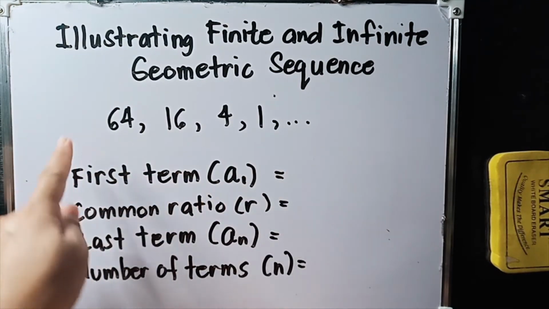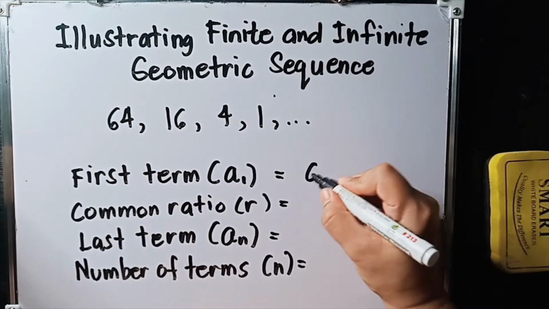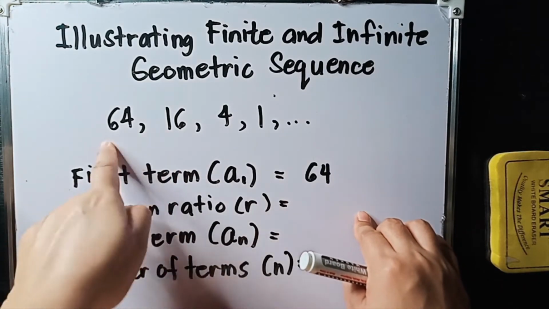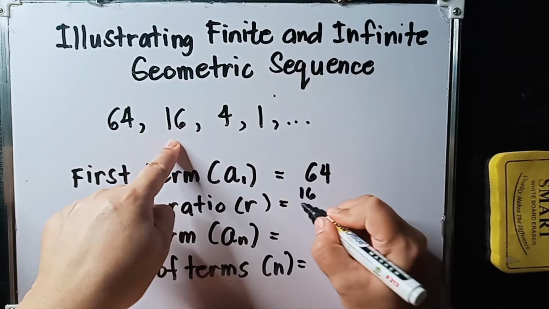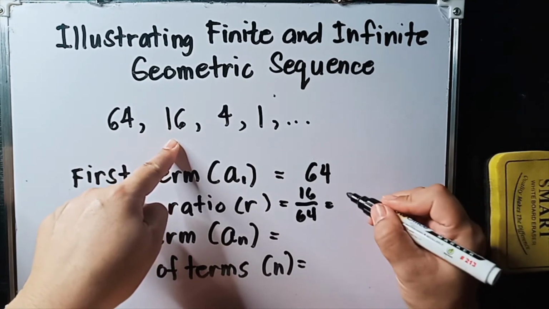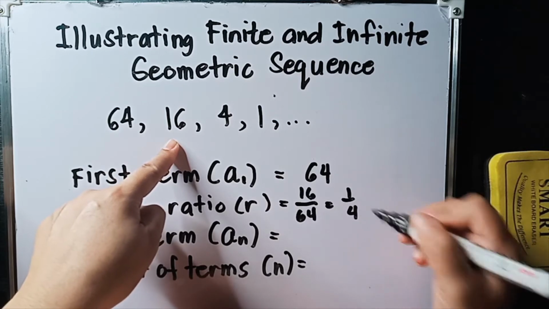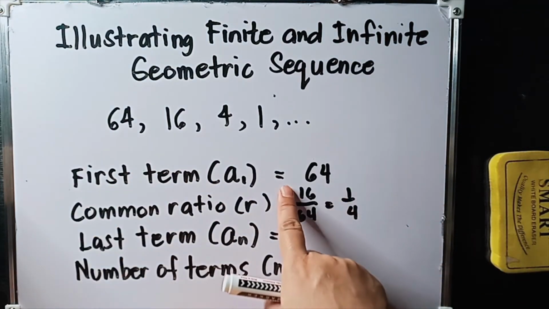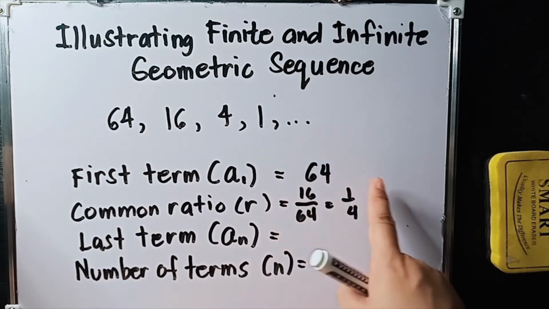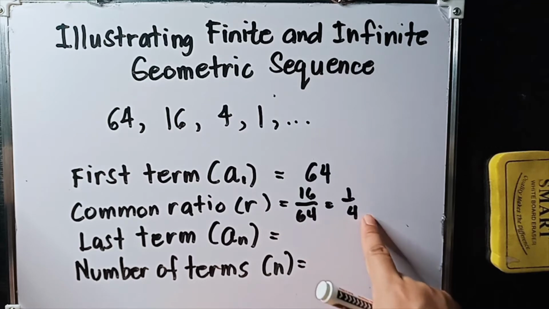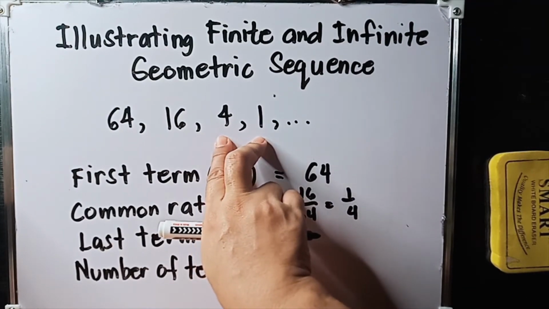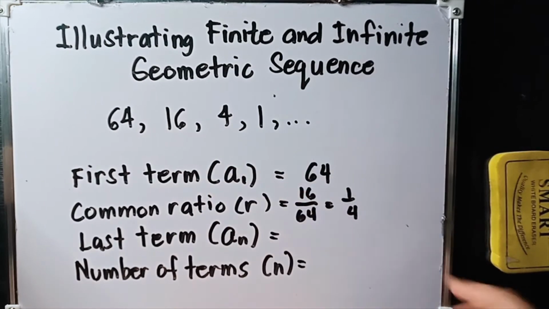So what is the first term? Obviously, our first term is 64. The common ratio, we can get by dividing: 16 divided by 64, which in lowest terms is 1/4. Or simply, getting the common factor between 16 and 64, which is 16: 16 divided by 16 is 1, and 64 divided by 16 is 4. So the common ratio is 1/4.